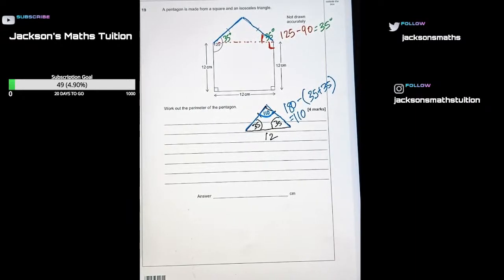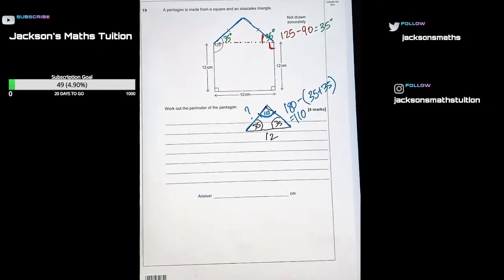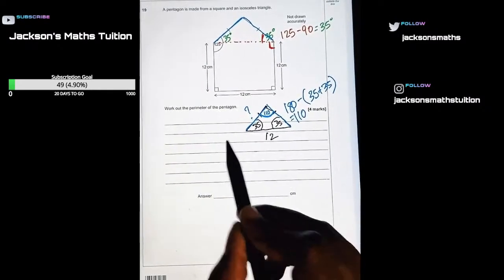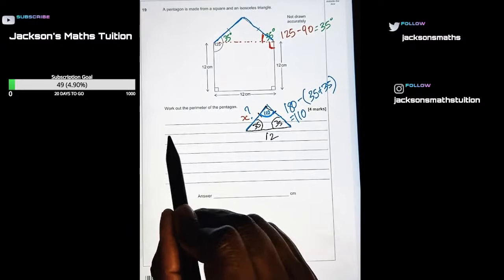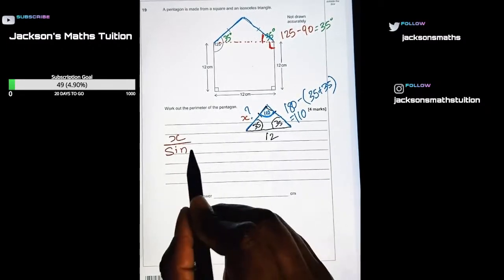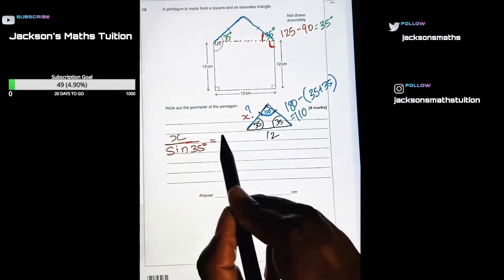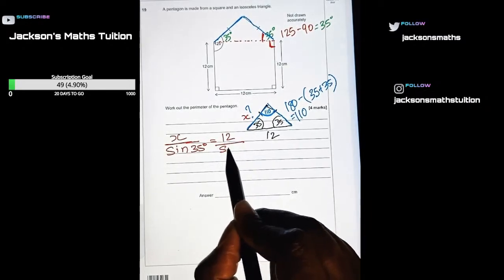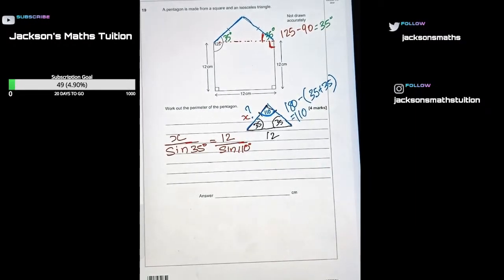Yeah, you could use SOHCAHTOA. So let's work out this angle here, on the side. So we have 12, or let's call this x. Let me call it x. Let's put x over sine, it's opposite to 35. x over sine 35 is equal to 12 over sine 110. Okay?